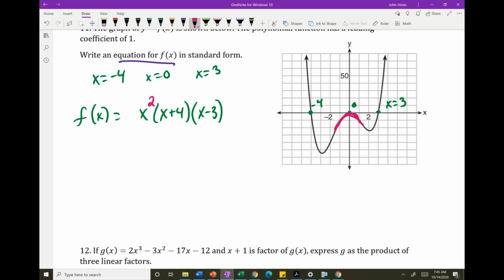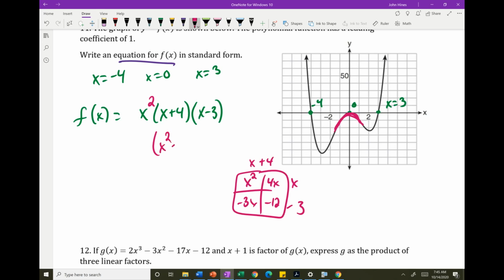So that's factored form. How do I get to standard form? Well, I've got to multiply them. I've got to clean this up here. Normally I'm done, but that's factored form. Standard form looks like this, which isn't too bad because now I just need to distribute. So x to the 4th plus x to the 3rd minus 12x squared. That's my equation for f of x.